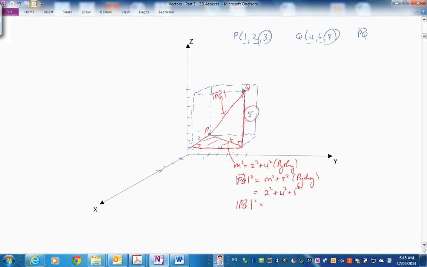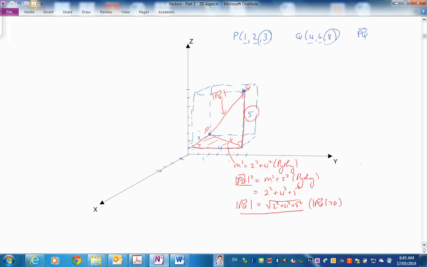Squared is equal to, no, we'll just get rid of the square now, is equal to the square root of 2 squared plus 4 squared plus 5 squared, because the length of PQ is greater than 0. You should really explain, when you're solving a squared equation like that, why you've only taken the positive root, because there are really 2 answers to that.